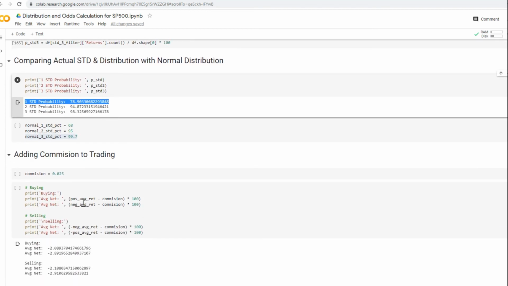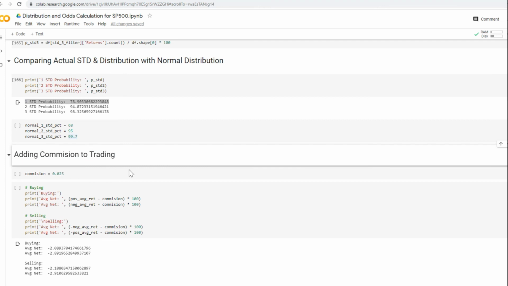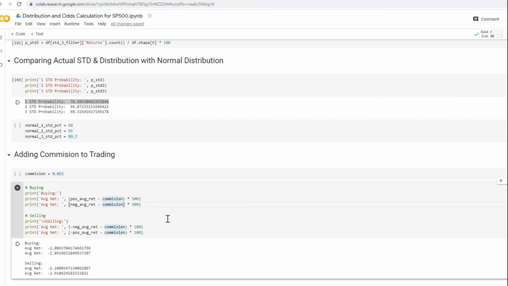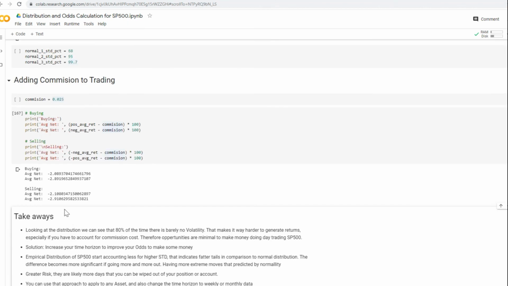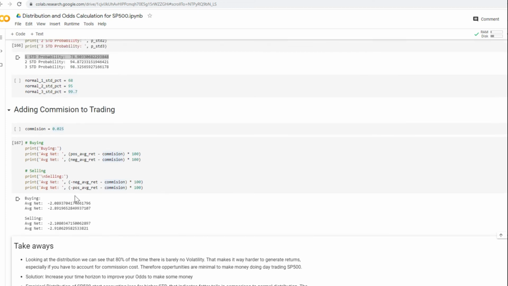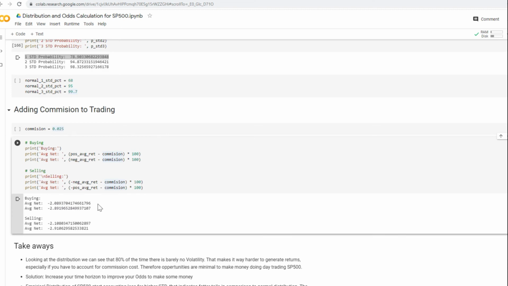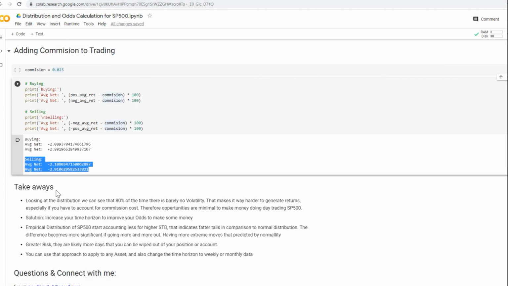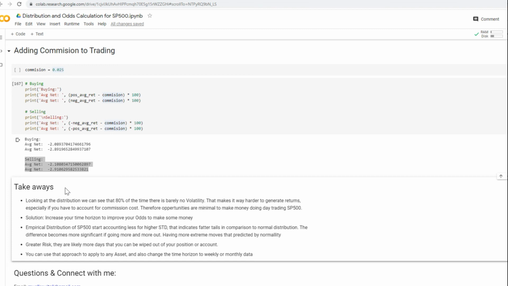So if you see now, if you compare now adding commission to the trading and calculate the positive average return, negative, you can see that for day trading it's not really good to trade S&P, as you would overall be on the losing side. Even if you win, the commission will eat your profits, right? So day trading is not recommended for S&P 500. So takeaways.